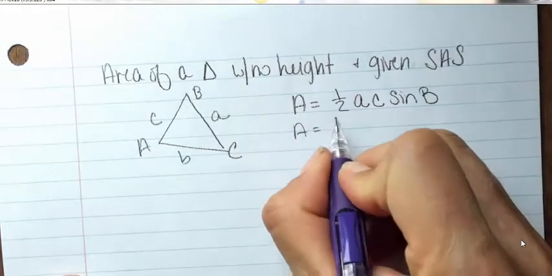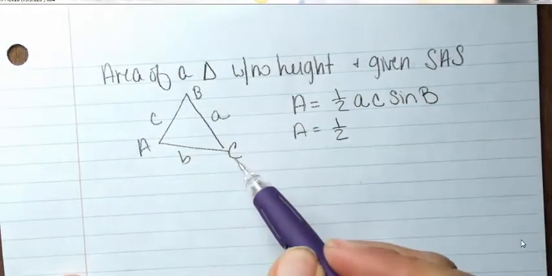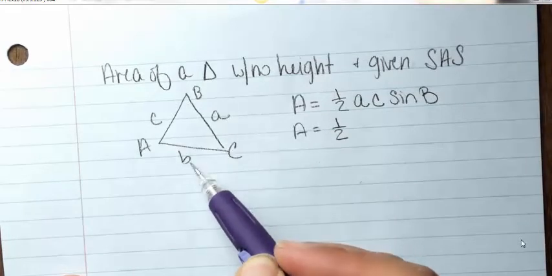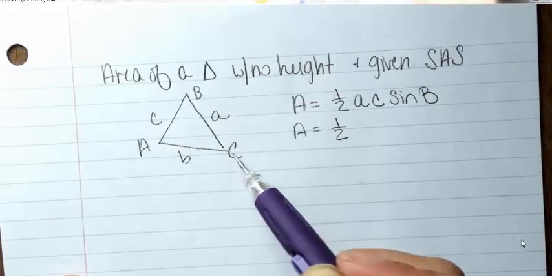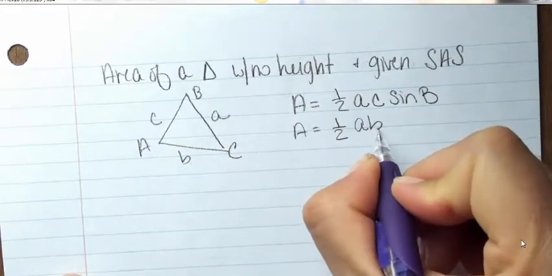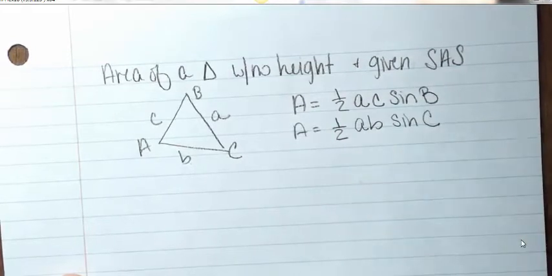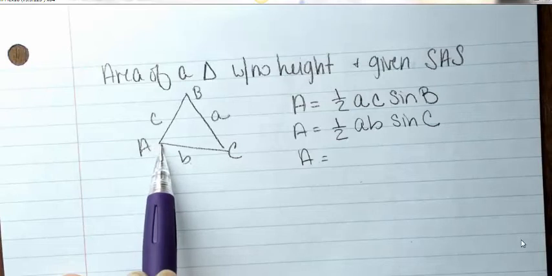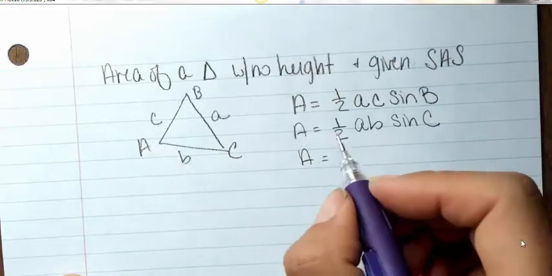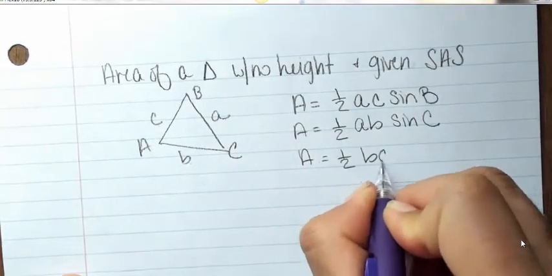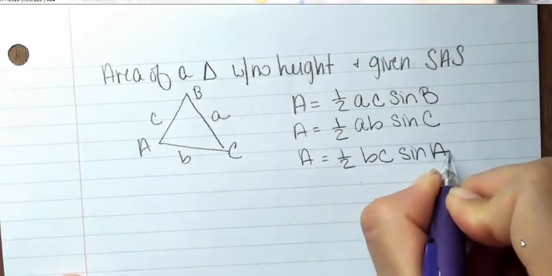So we could also do 1/2. Now let's say I was given A and B and angle C. Then that would just be 1/2 AB sine of angle C. Or the other one is, let's say I was given angle A and I knew B and C. Then it's 1/2 B times C sine of angle A.